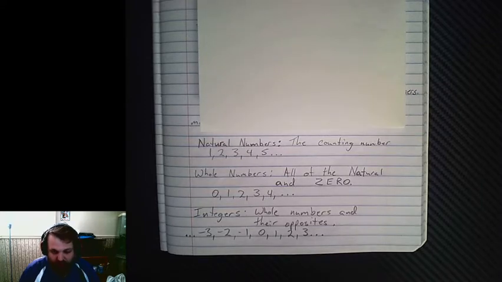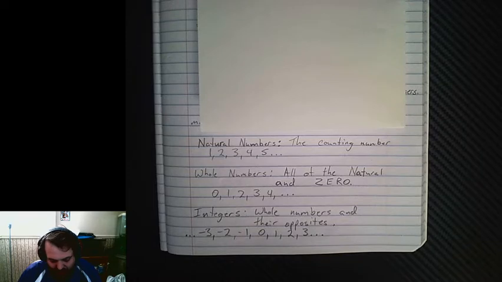And then the next group of numbers is whole numbers. So that is all of those natural or counting numbers and zero. One way to remember that is the O in whole. We're thinking, oh, we put that O in there, so the zero. So 0, 1, 2, 3, 4, etc.